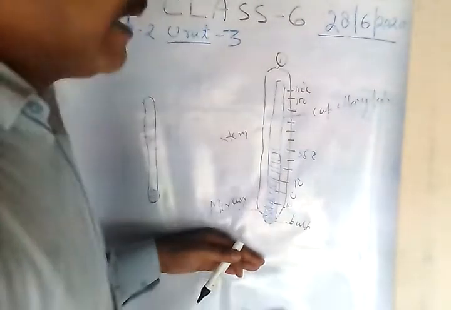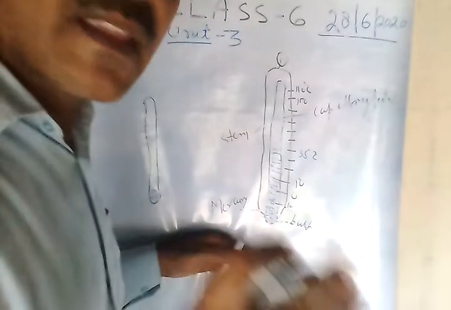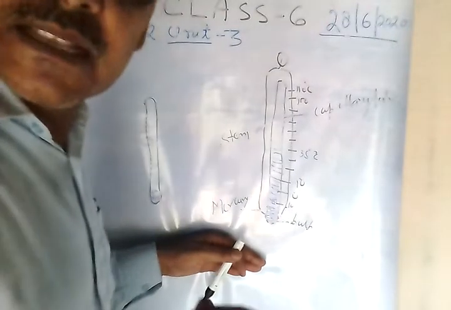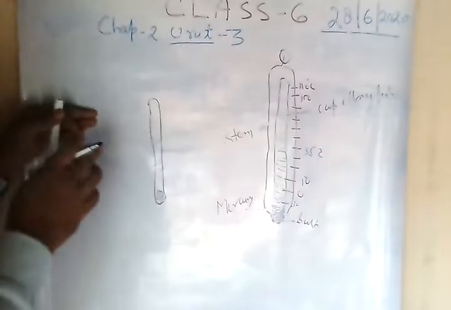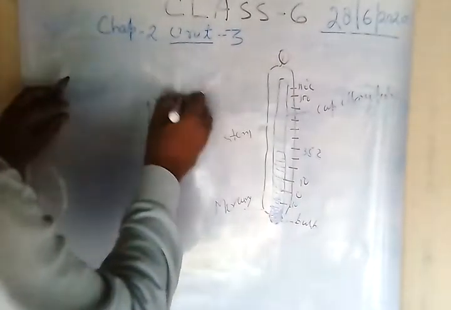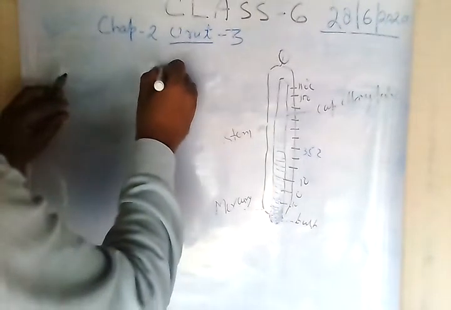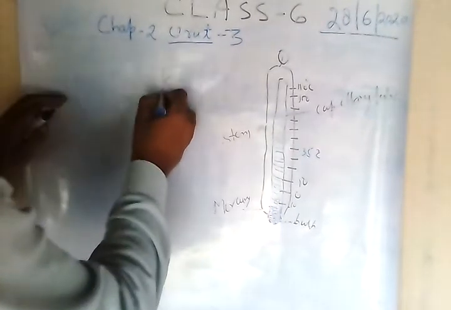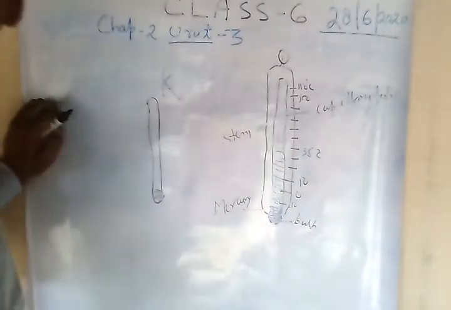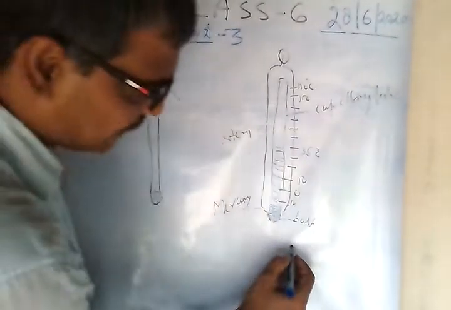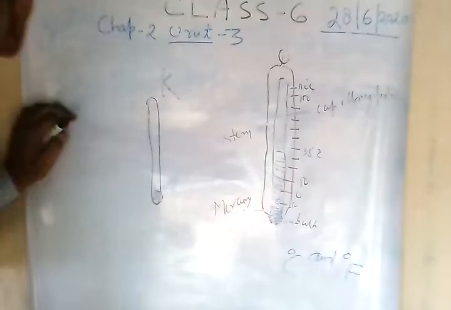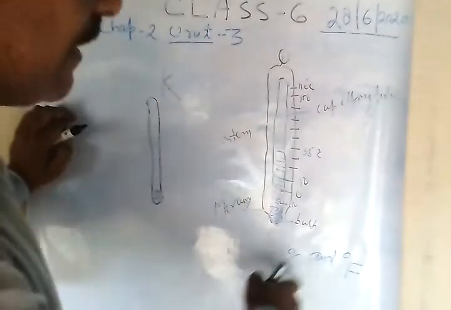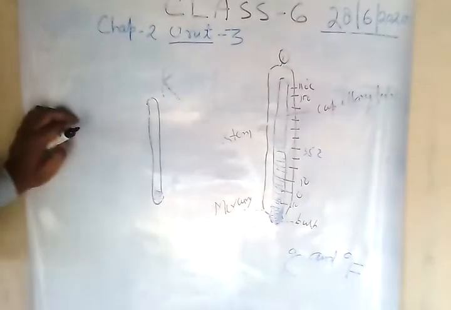Now you know that the temperature of an object is measured in different scales. The SI unit of temperature is the Kelvin. Other two units are degree centigrade and degree Fahrenheit, which are also used for measurement of temperature.